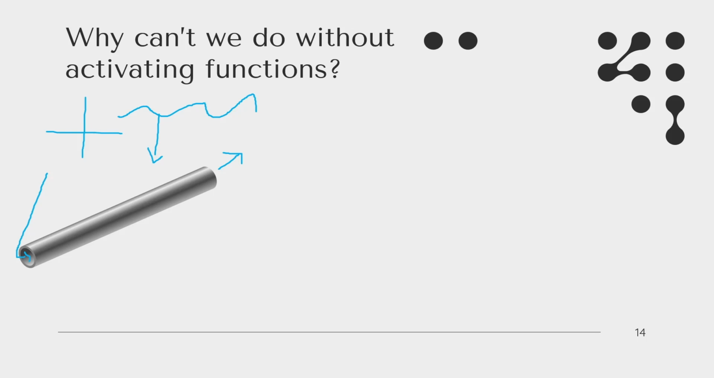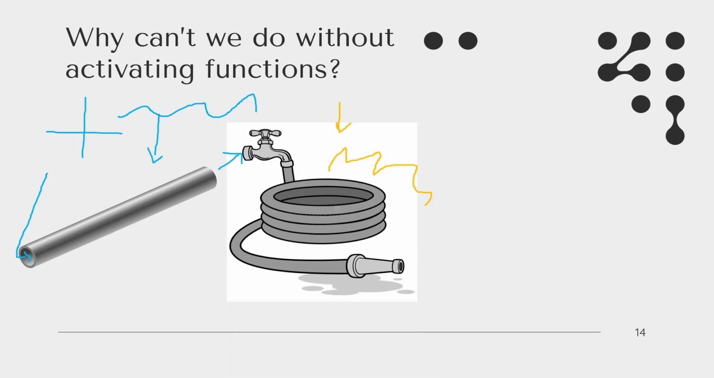be the same. But instead of this, if we used a water hose, we would be able to bend it to our need. That means that an activation function makes our job more flexible.